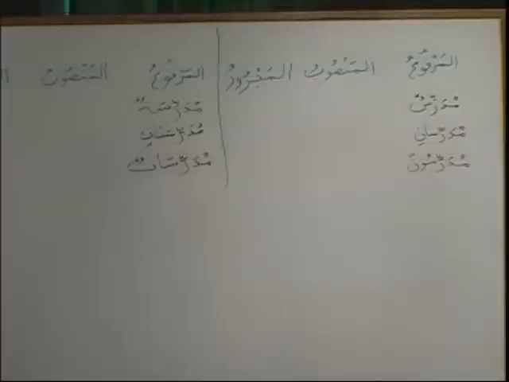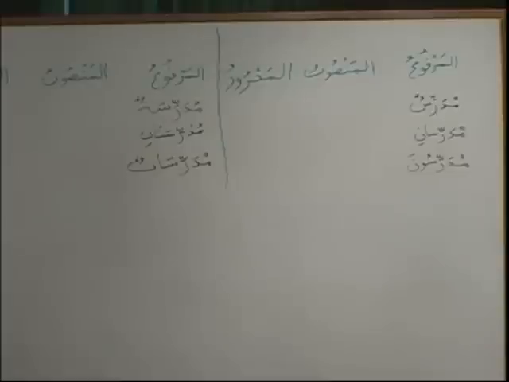So if I say Al-Mudarrisu, then it will become Al-Mudarrisa, and Al-Mudarrisi. And then we have mudarrisatun, and then it will be mudarrisatan, then mudarrisatin. And if you put al, then it will be al-mudarrisatu, al-mudarrisata, al-mudarrisati. Fine. Now we can see the vowel sign.